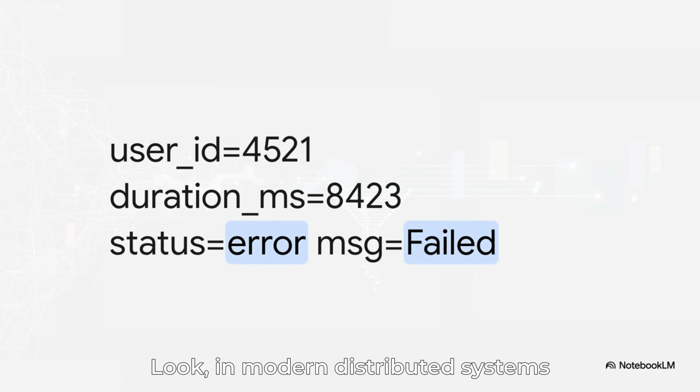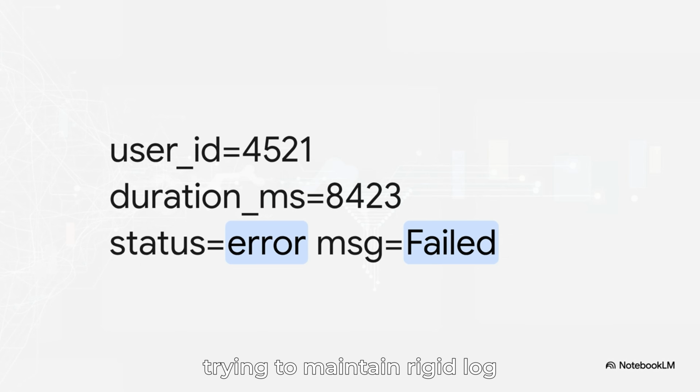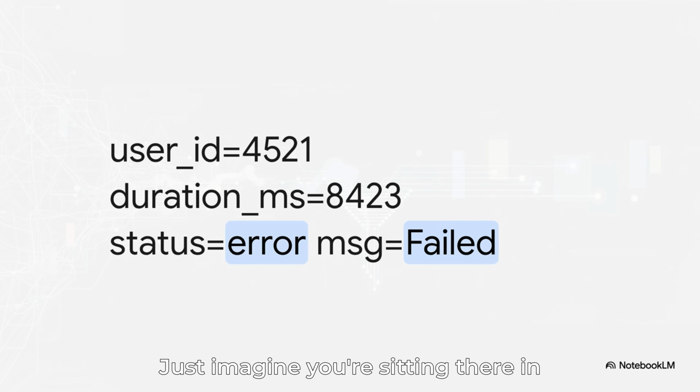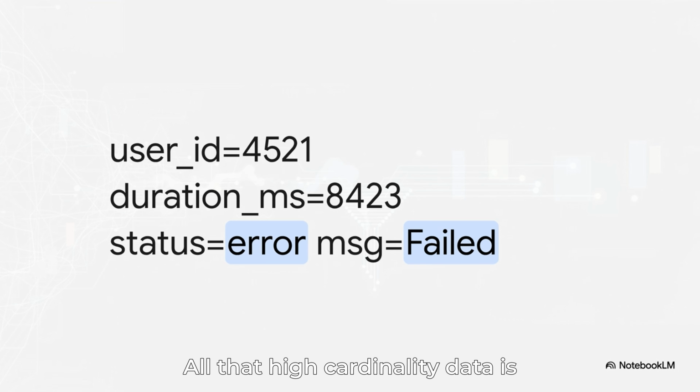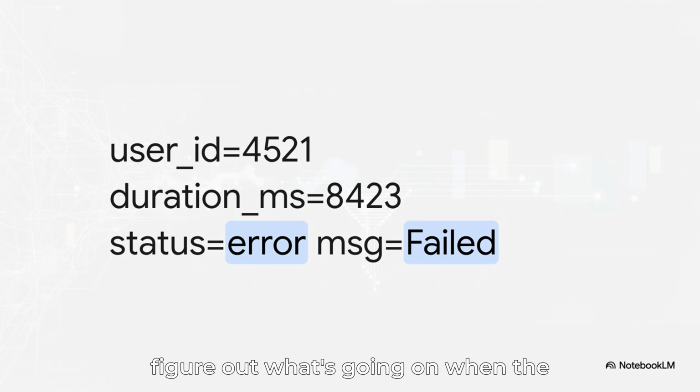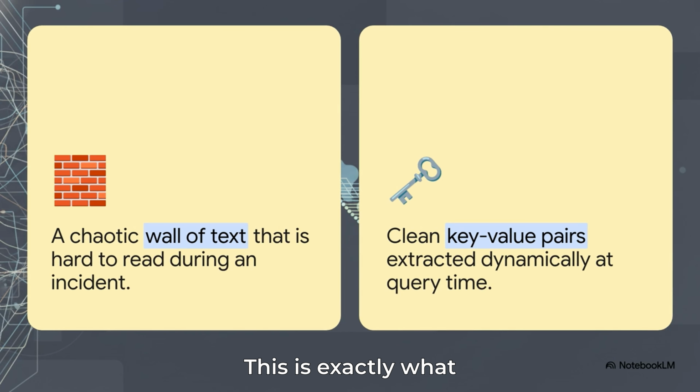Look, in modern distributed systems, trying to maintain rigid log schemas is an absolute operational nightmare. And that's exactly why Grafana Loki defers the structure to query time. Just imagine you're sitting there, in the dark theme of the Grafana Explore tab, staring at a raw, chaotic string of text. All that high cardinality data is just jammed into a single string. It makes it incredibly difficult to figure out what's going on when the pressure is really on during an incident. This is exactly what we're trying to fix.